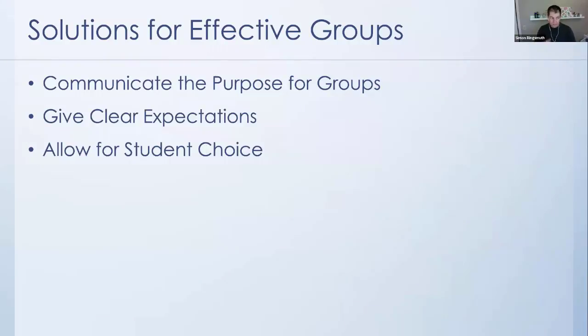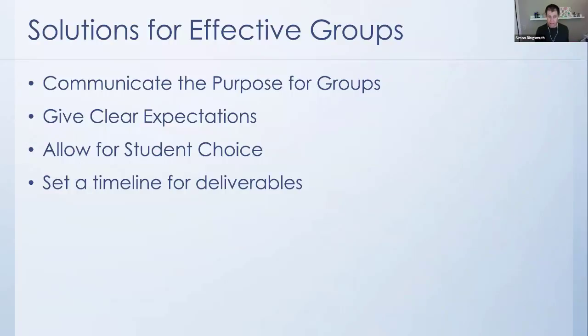Let your students have some say in the matter. Maybe you let them decide how often they want to meet. You let them decide what their goals are for the meeting. You let them decide who their leader is. But if you can give up some control and let your students have some control, then they're going to take ownership of this.